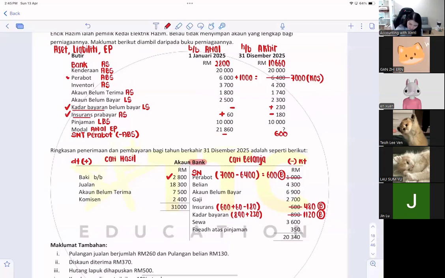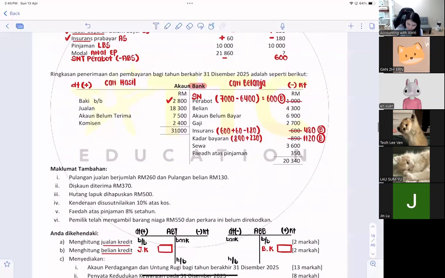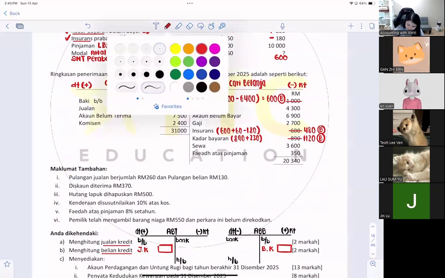Alright, so we already completed whatever hidden on top. Nothing else already. It's time that we are going to move on to the maklumat tambahan. Okay, so there's a thing that you have to be careful about lah.